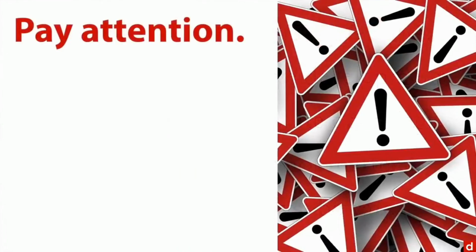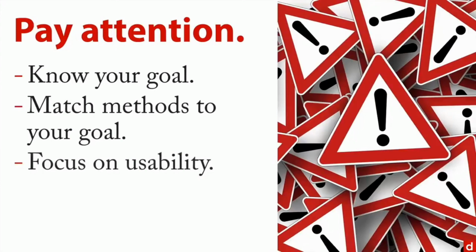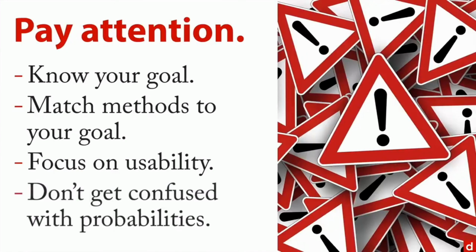Now, that being said, I do want you to pay attention to what you're doing. A couple of things I've said repeatedly is know your goal. Why are you doing this study? Why are you analyzing the data? What are you hoping to get out of it? Try to match your methods to your goal. Be goal directed. Focus on the usability. Will you get something out of this that people can actually do something with? And then, as I've mentioned several times with the Bayesian thing, don't get confused with probabilities. Remember that priors and posteriors are different things, just so you can interpret things accurately.